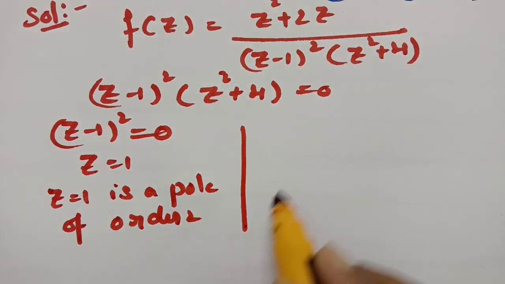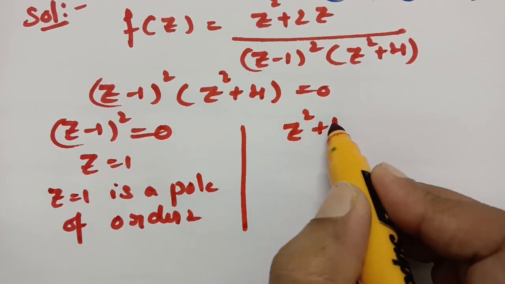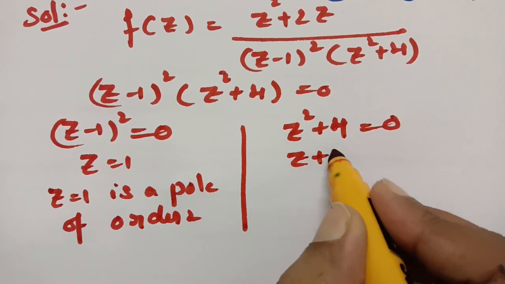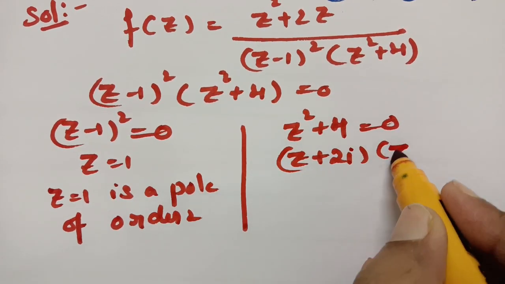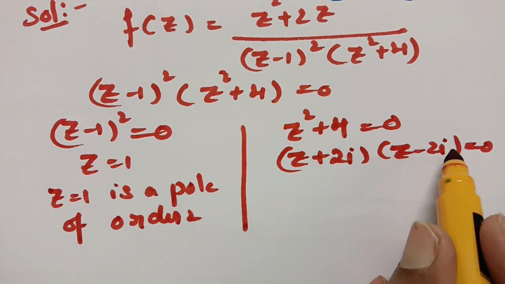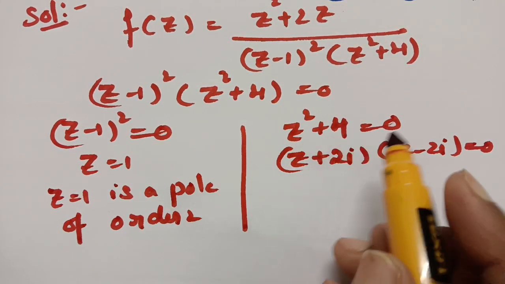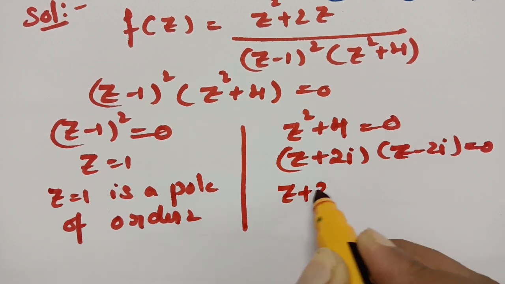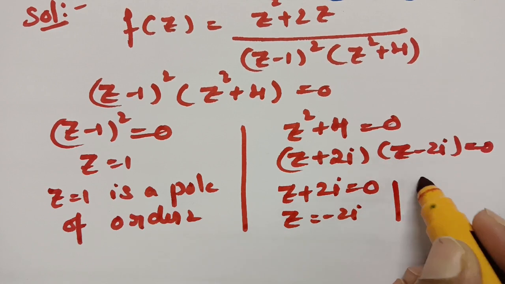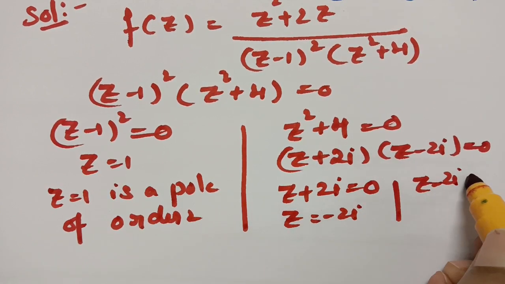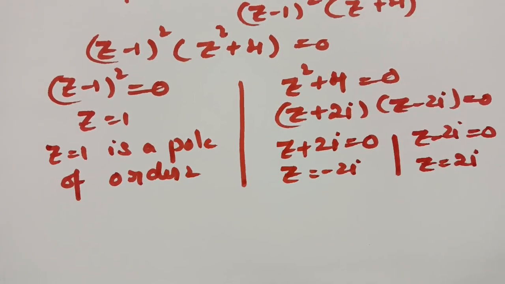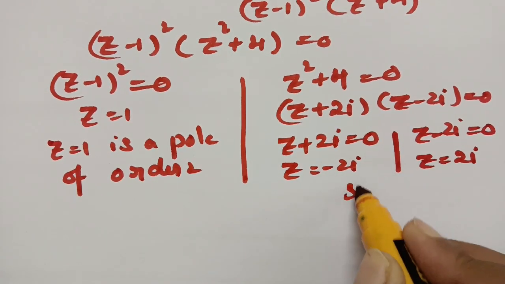And the next thing here is z square plus 4 equal to 0. So z square plus 4 can be written as (z plus 2i) into (z minus 2i) is equal to 0. This is a plus b into a minus b, which is equal to a square minus b square. If I equate z plus 2i to 0, then z is equal to minus 2i. If I equate z minus 2i to 0, then z value is equal to plus 2i. So these are the simple poles.